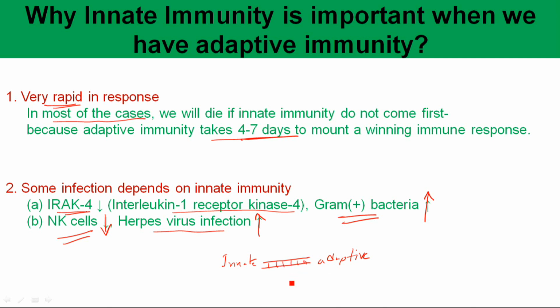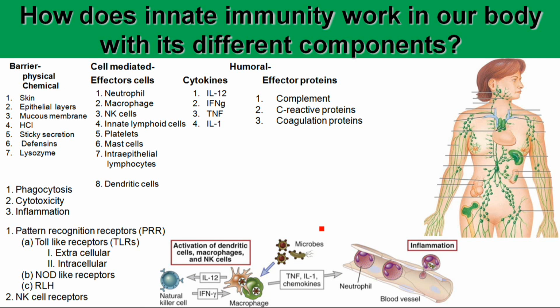Next we will see what the main components of the innate immune system are and how they actually function in our body. To make it easy, I have categorized these innate immune components into different categories: the barrier category, the cell-mediated effector cell category and the humoral category. In the humoral category I have also categorized the cytokines and the effector proteins separately. And there are some processes like phagocytosis, cytotoxicity and inflammation.